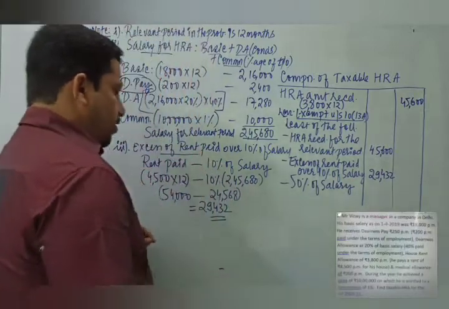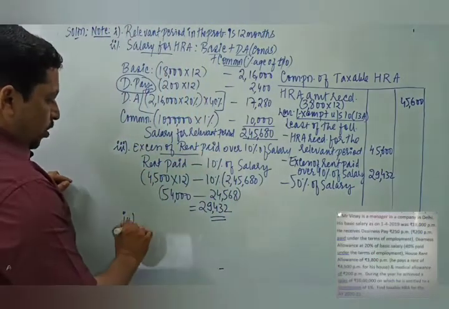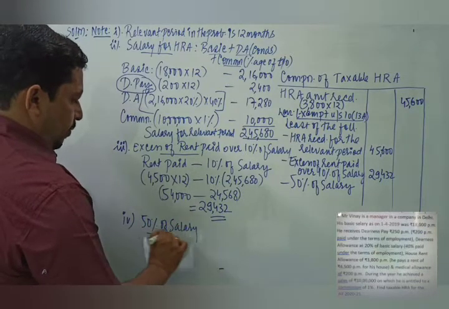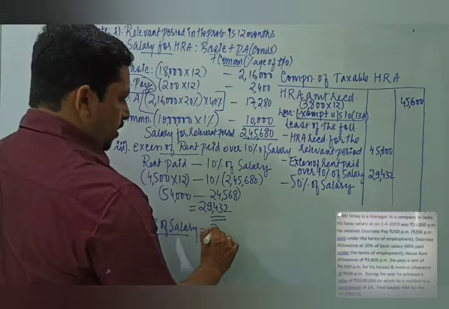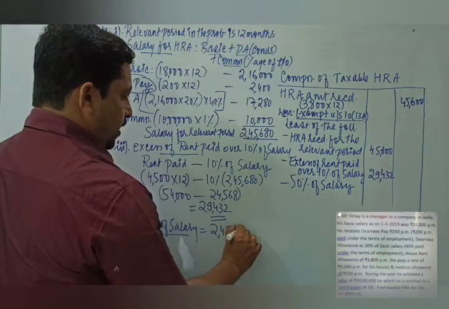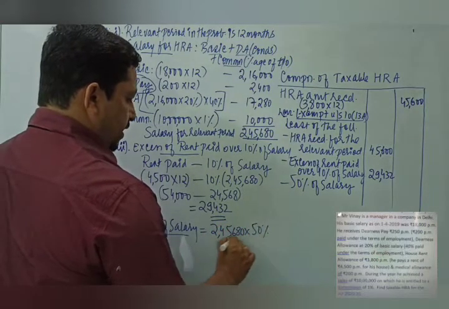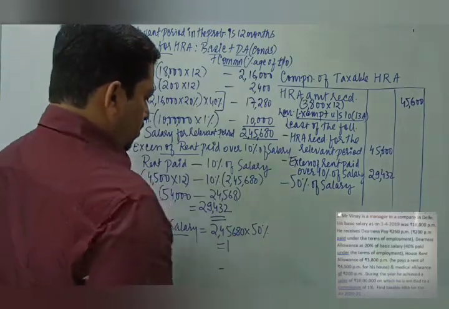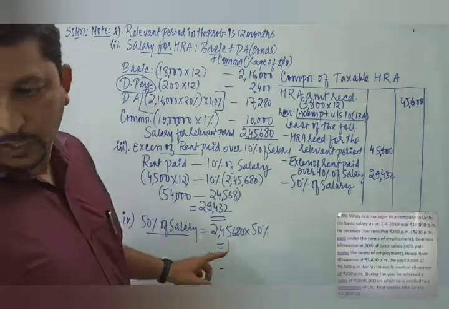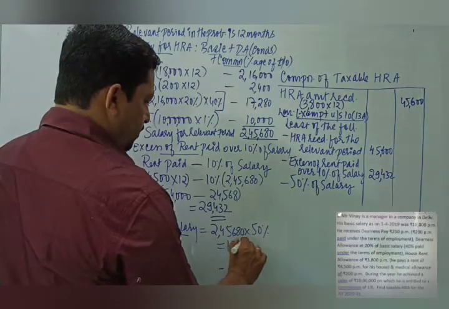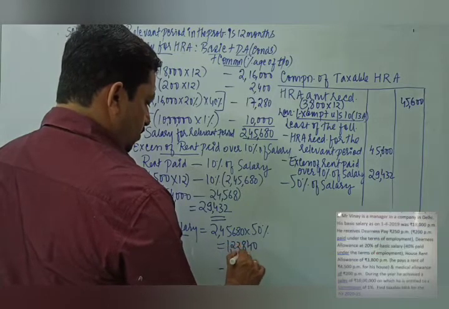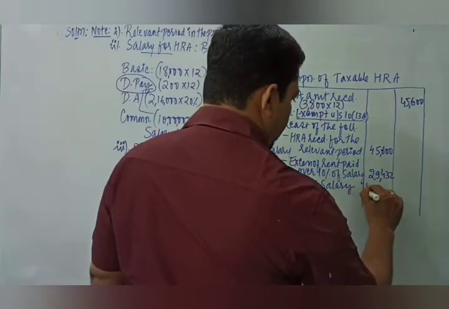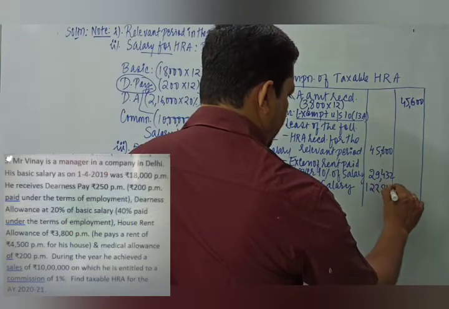50% of salary. So if you want, you can calculate here as a fourth note, 50% of salary. We can do that. You can just take this number, 2,45,680 into 50%. Exactly half of that would be 1,22,840. So you can record it here, 1,22,840.